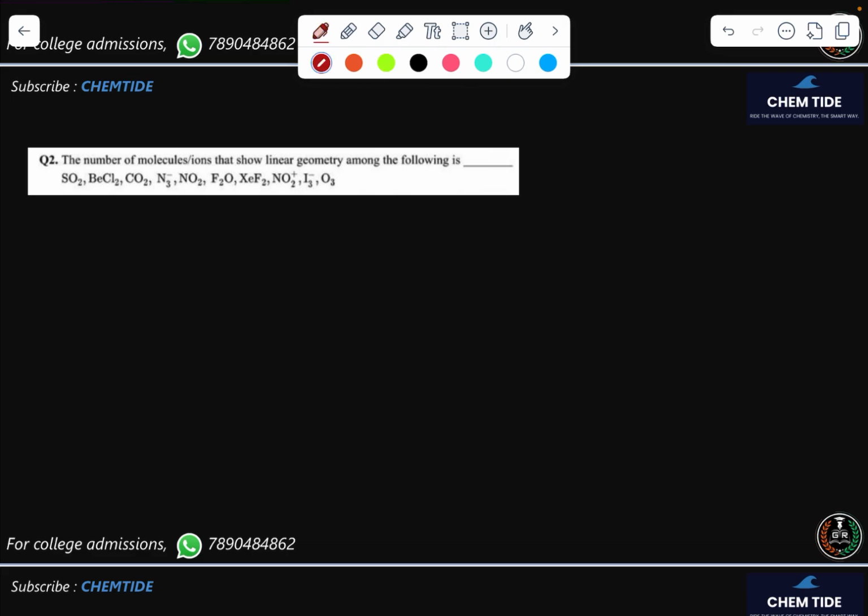The number of molecules that show linear geometry among the following. Let's see. SO2 is not, because one lone pair is present which can bend the structure. We have sp2 hybrid, non-linear. BeCl2, 2 valence electrons can form the linear. So BeCl2, CO2 can also be linear. All the valence electrons are participating here.